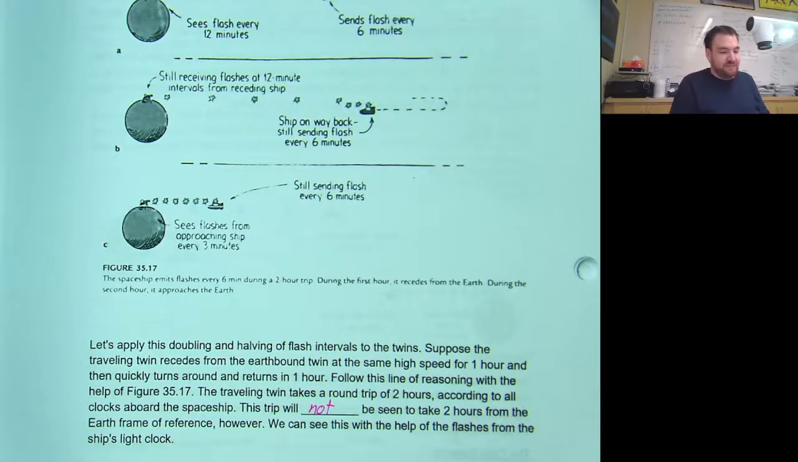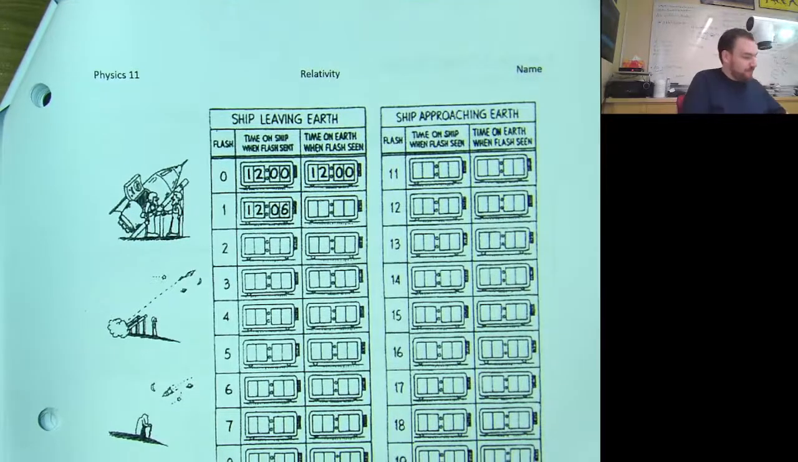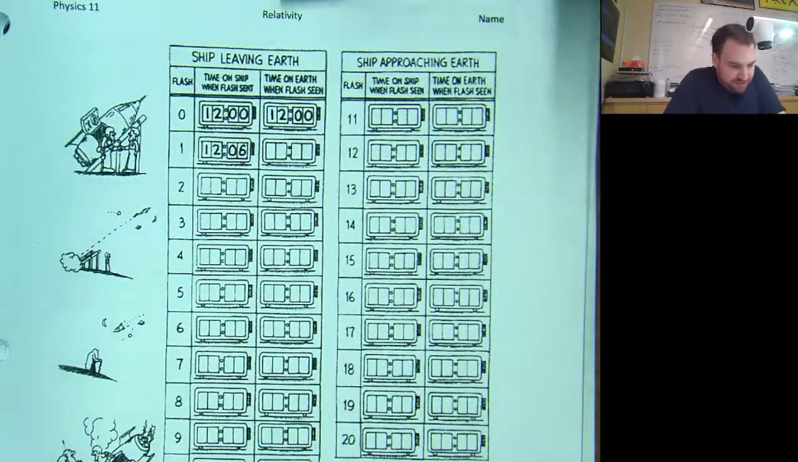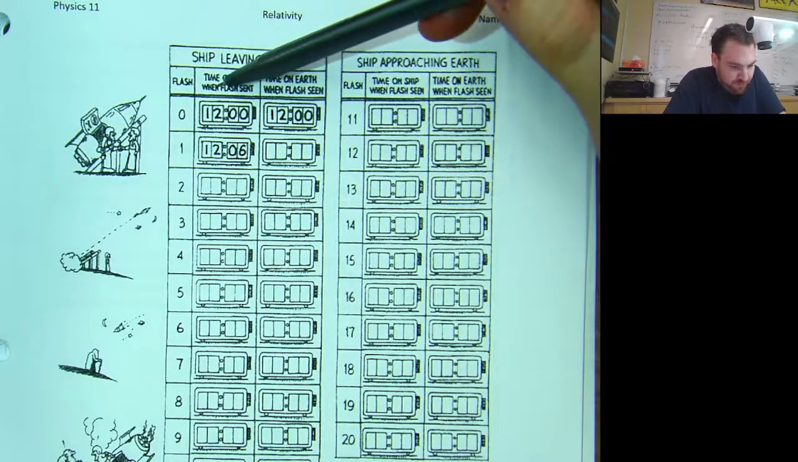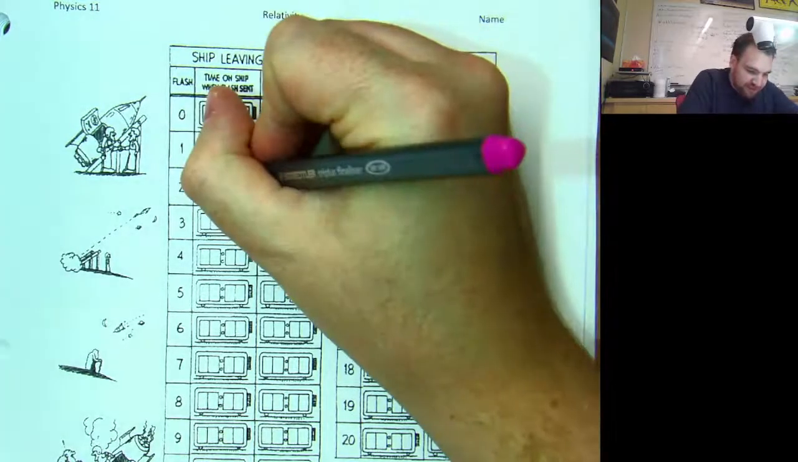It will be seen as taking much longer. 4-hour trip. Here we go. Okay, so we're going to use our same reference time. Let's chart it. The ship is leaving the Earth. The time on the ship when the flash was sent. The flashes are going to be sent every 6 minutes. So let's fill this chart, and this is easy.